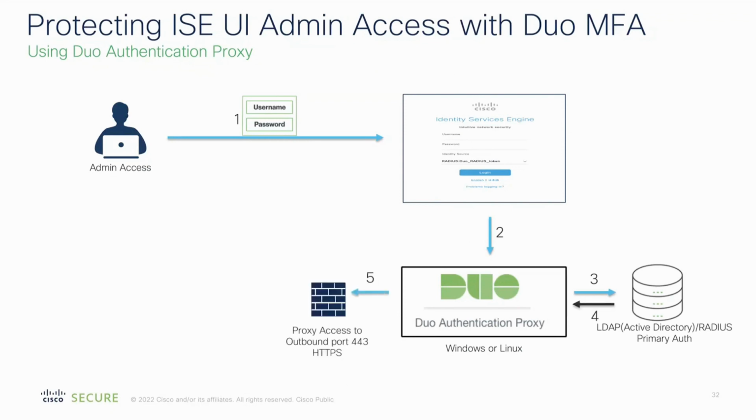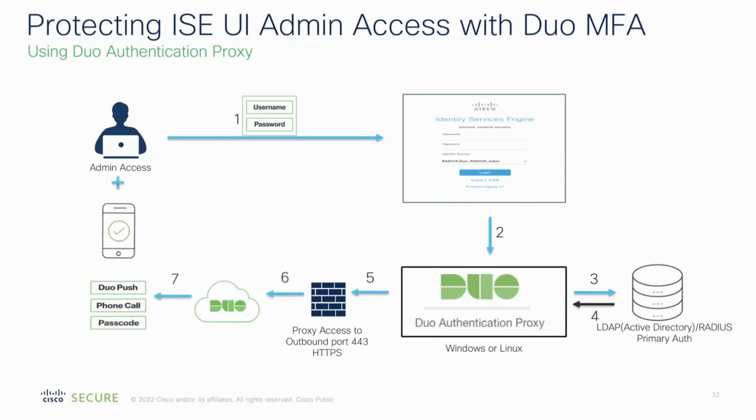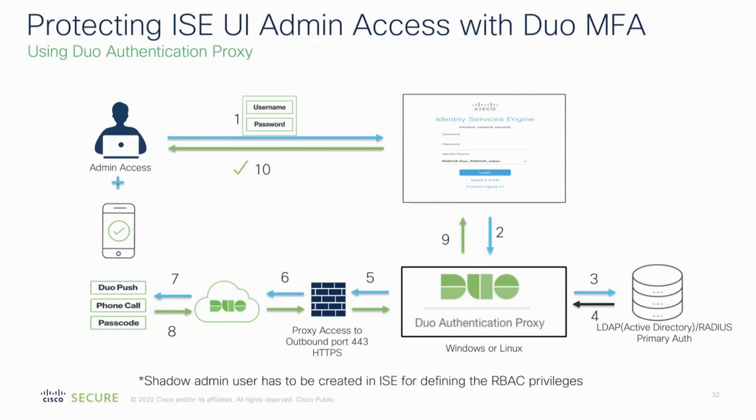Once the credentials have been validated against the primary authentication source, when the primary authentication source says the authentication is successful, that's when the Duo Authentication Proxy goes ahead with the multi-factor authentication. So it sends the second factor authentication request to the Duo Cloud Service, which in turn gets you the push notification, a phone call, or a passcode notification. Once you approve, the admin user is going to get the access. That's how you're trying to protect ISE admin access.